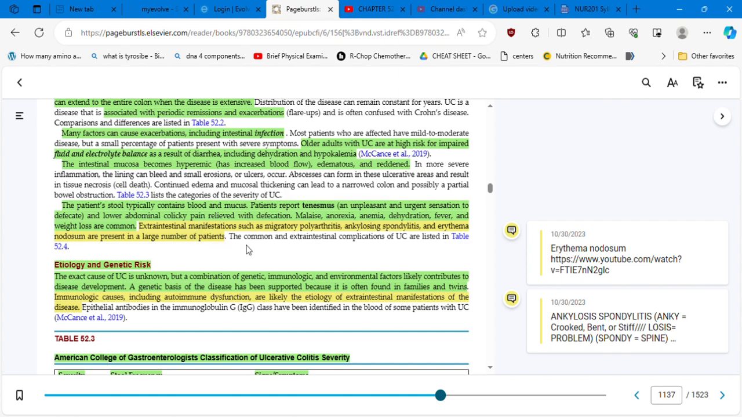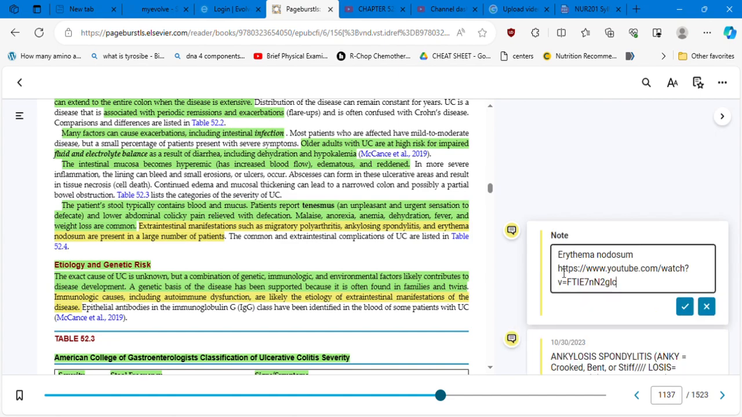Extra-intestinal manifestations such as migratory polyarthritis, many joints, ankylosing spondylitis, and erythema nodosum are present in a large number of patients. And of course, we have a video to double check what, for example, erythema nodosum is. Let's see.